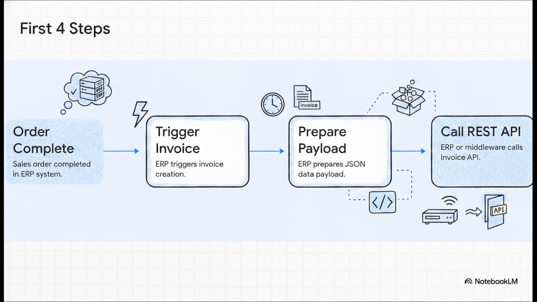Step 1, a sales order is officially completed in the ERP system. Step 2, that completion acts as a trigger, telling the ERP, hey, it's time to create an invoice. Step 3, the ERP gathers all the necessary data, like customer details, line items, totals, and packages it into a neat digital format, which is usually a JSON payload. And then Step 4, the ERP, or that middleware we just talked about, takes that payload and calls the invoice application's REST API. Basically, it's knocking on the invoice app's front door, handing over a package of data, and asking it to do its job.